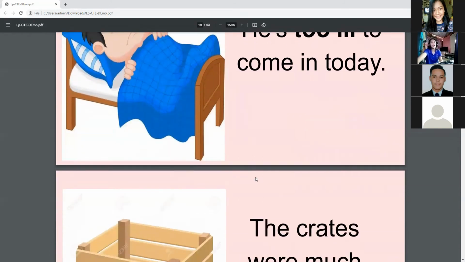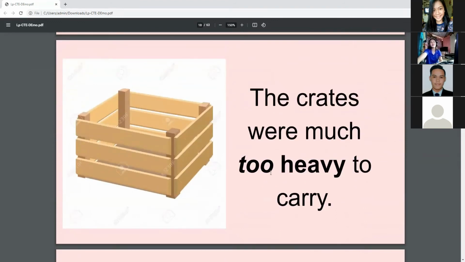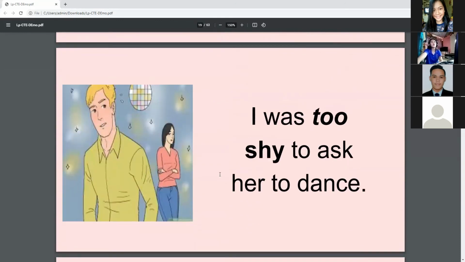Another example. Will you please read it, Russell? The crates were much too heavy to carry. What is the adjective in the sentence, Anthony? Heavy. So, too plus adjective, which is heavy. Another example for the form: I was too shy to ask her to dance. What is the adjective in the sentence, Russell? It's shy, ma'am. Very good. So, too plus adjective.